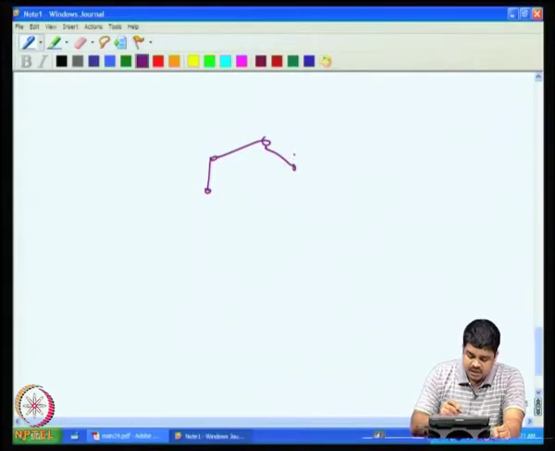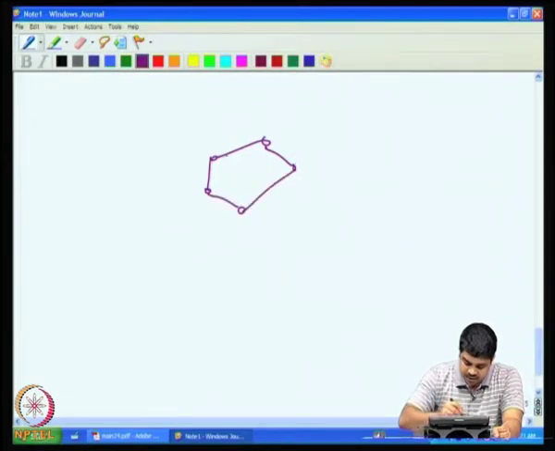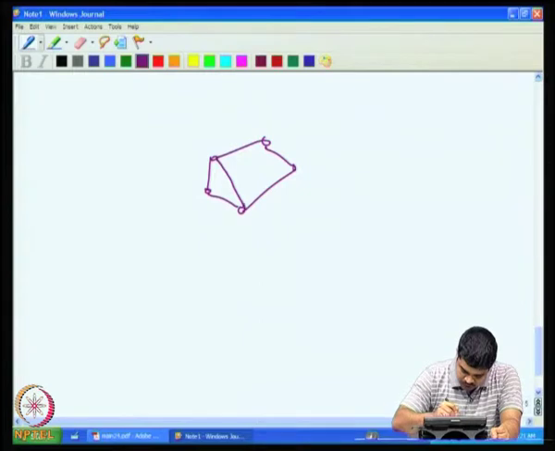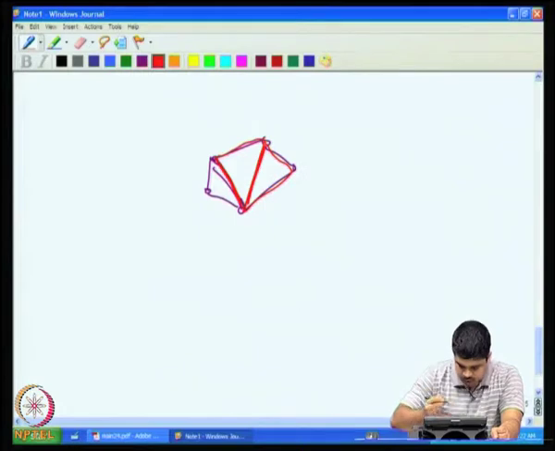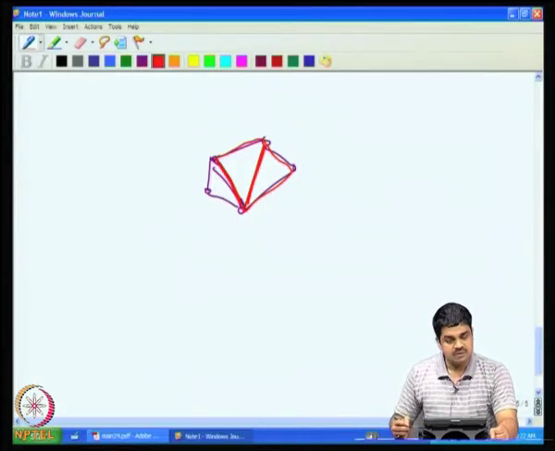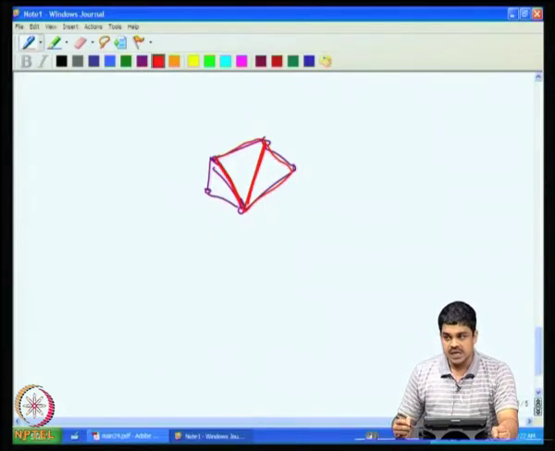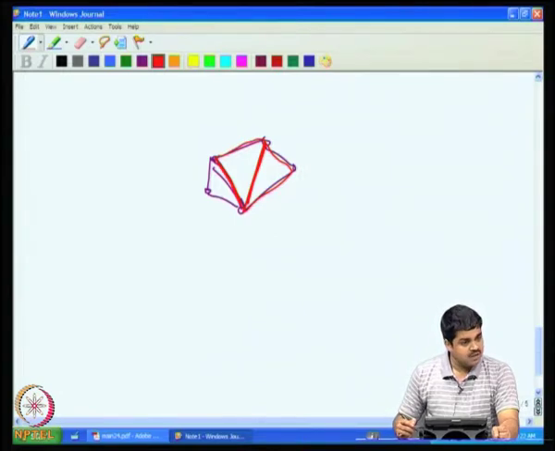Suppose the cycle is of length 4 or more, say this is a 5 cycle here, then we should get a chord like this, a chord for that, right. This should be a chord here. It should not happen that, or now we see a 4 cycle here, we should get one more chord here, right. This is a chord, right. So in other words, there should not be any cycle in the graph of length 4 or more without a chord. No chordless cycle of 4 or more should be there.